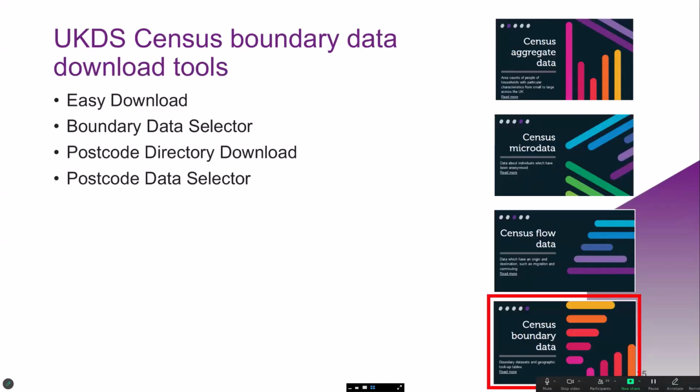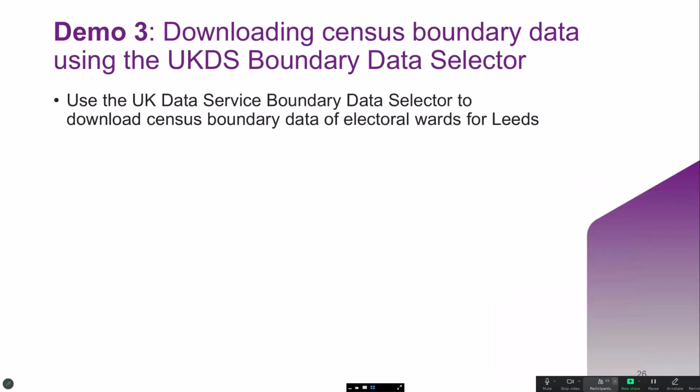And so then the UK Data Service, specifically census boundary data, we provide the actual geographies of the census. And we have 4 different applications. We have easy download, boundary data selector, postcode directory download, and postcode data selector. I'm going to look at boundary data selector, and I'm going to download boundaries for Leeds so we can map to our actual census aggregate data. So I'm going to use boundary data selector to download electoral wards for Leeds.